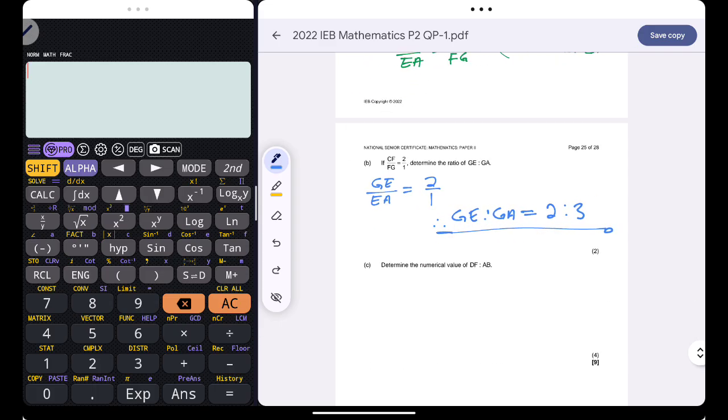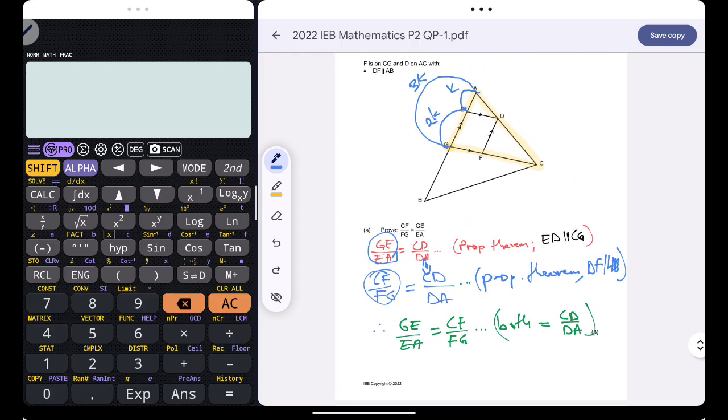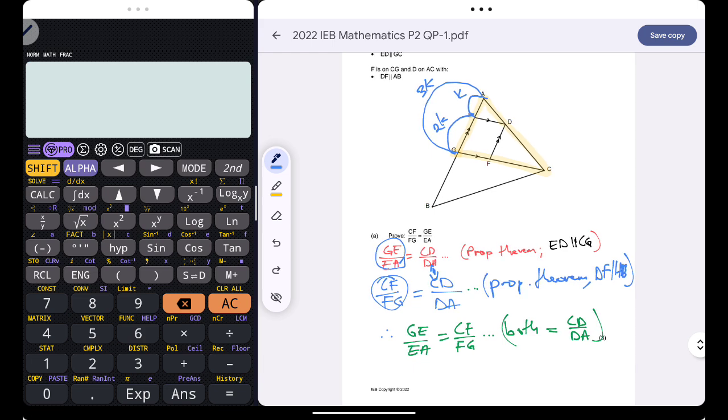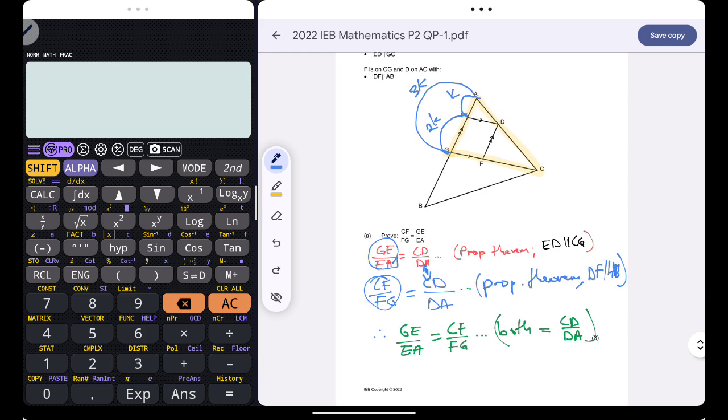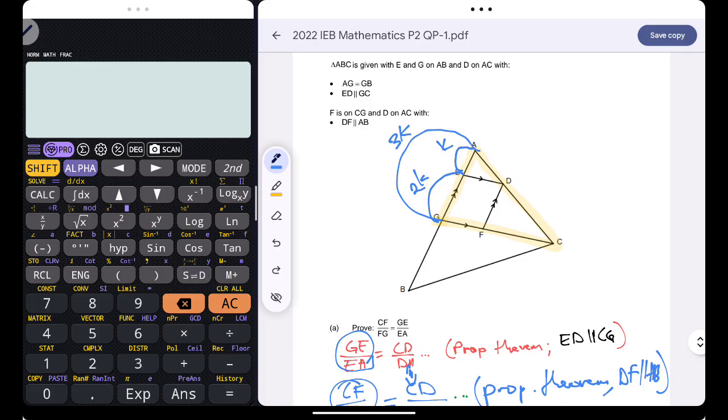Then now I'm supposed to determine the numerical value of DF over AB. What do we know about DF and AB? I know that DF is equal to GE. Why am I saying that? Because this shape over here is a parallelogram. Why do I have the nerve of concluding that's a parallelogram?